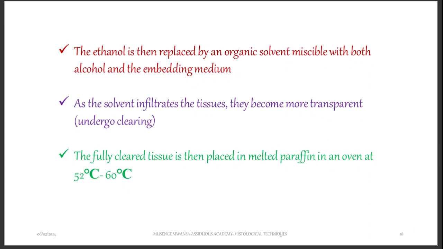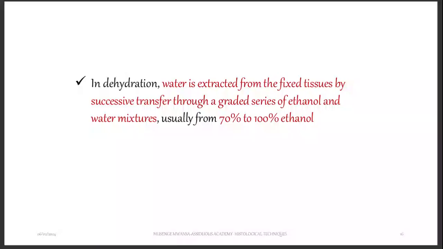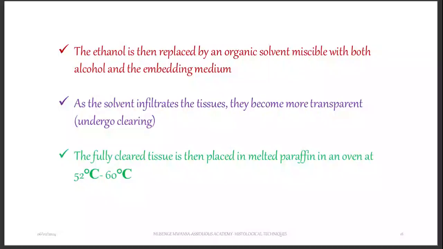Now, remember the previous step before clearing was dehydration. In dehydration, we are putting alcohol. The next step after clearing will be embedding. So during clearing, you want to use an organic solvent that can mix with the solvent that was used in the previous step, which is dehydration, removing the water, and the same solvent should also mix with the solvent that you are going to use in the next step, which is embedding.